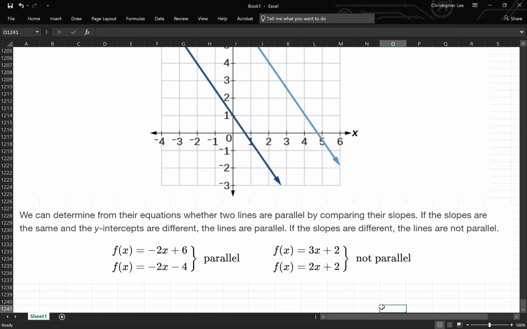So for example, we have negative 2x plus 4 and negative 2x minus 4. It's parallel. For not parallel, we have f of x equal to 3x plus 2 and f of x equal to 2x plus 2. So parallel: same slope, different y-intercept. That's all you need to know.